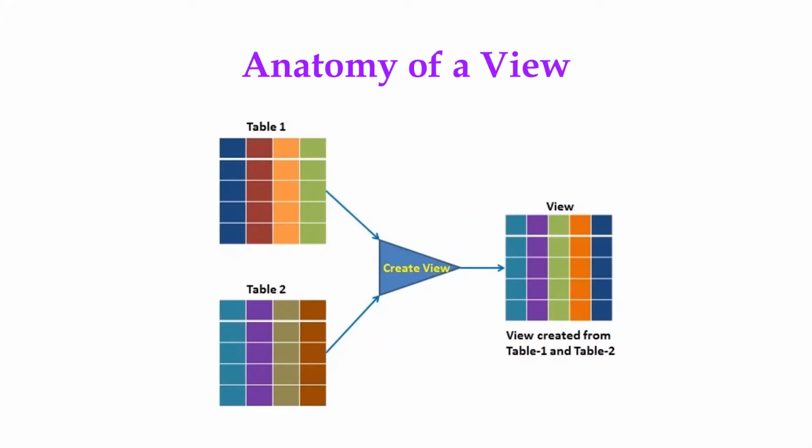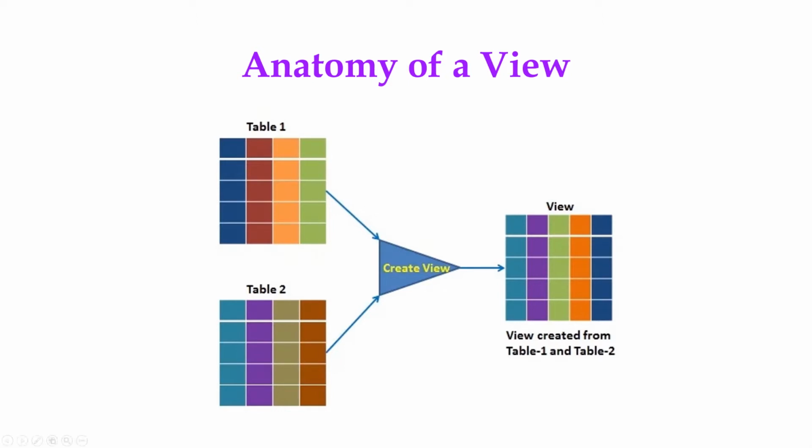Now you can see the anatomy of a view. There are two tables. Now when I apply the view concept to the two tables, I am going to select only the attributes which I am interested in. So there are totally 8 attributes including both the tables. So 4 attributes in table 1 and 4 attributes in table 2.